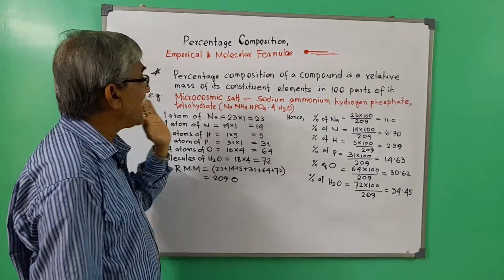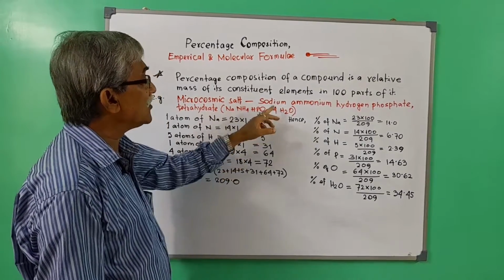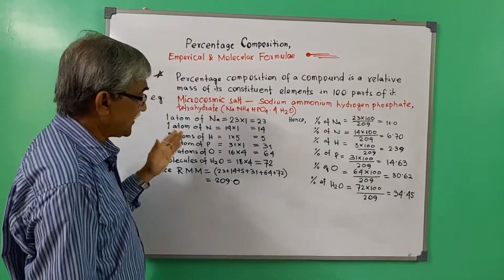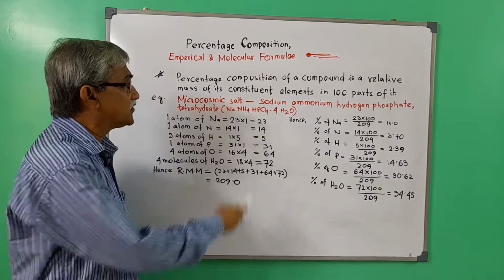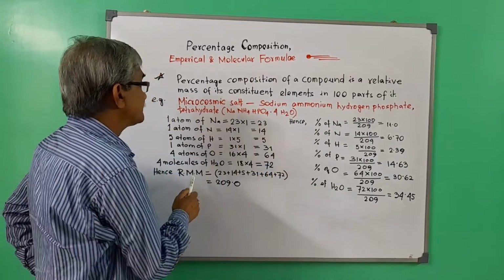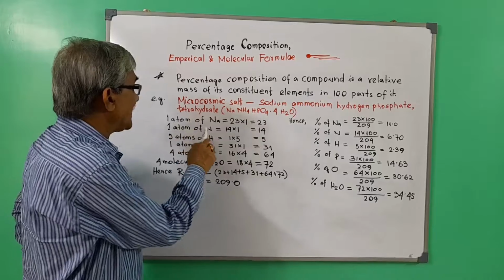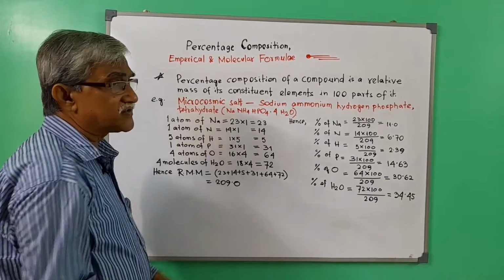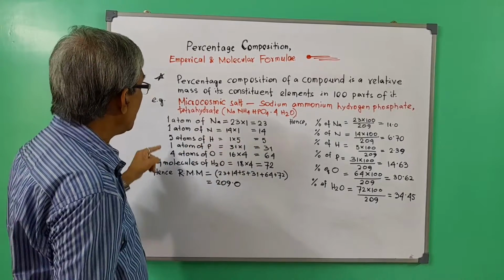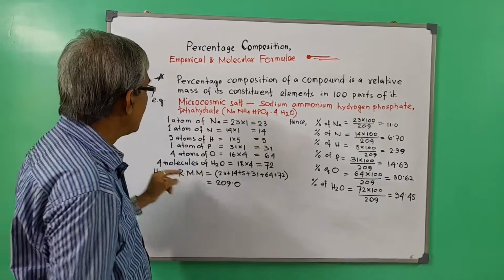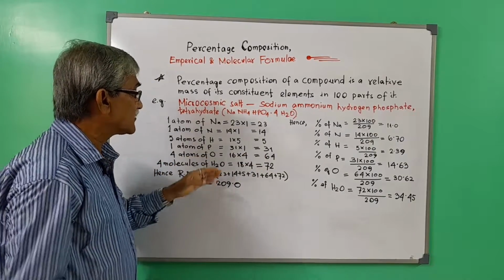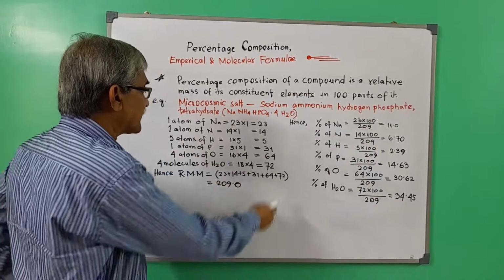For example, let us take microcosmic salt. Microcosmic salt is sodium ammonium hydrogen phosphate tetrahydrate. The formula is NaNH4HPO4 with 4 water molecules. Now you see there is 1 atom of sodium. Sodium is 23 RAM, into 1, 23. 1 atom of nitrogen is 14. 5 atoms of hydrogen is 5. 1 atom of phosphorus is 31. 4 atoms of oxygen is 16 into 4, that equals 64.